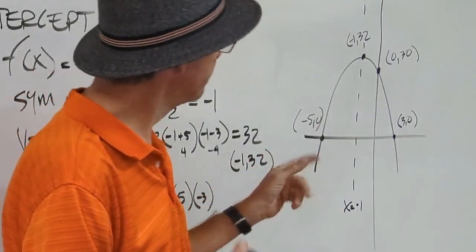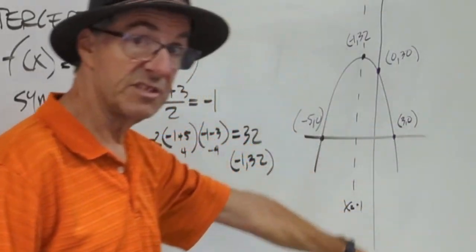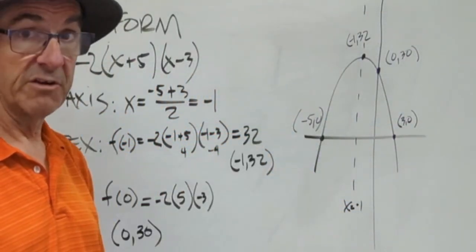Moving over to my graph. Here we go, I plotted all 4 points, put my axis of symmetry in, and there you have it, my graph.